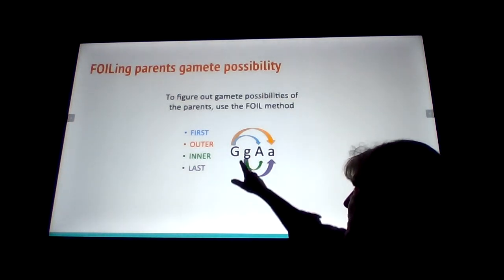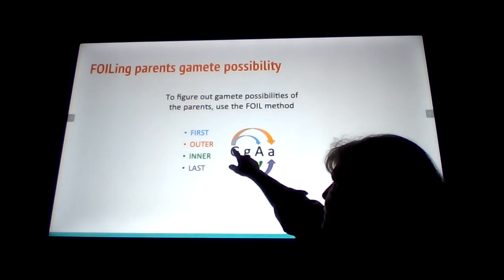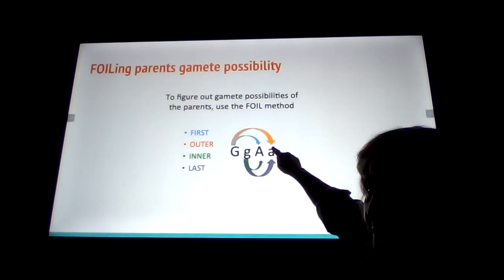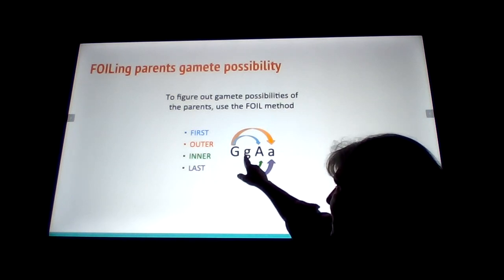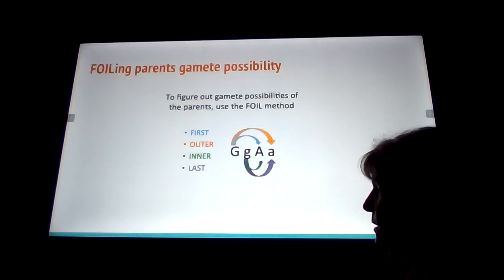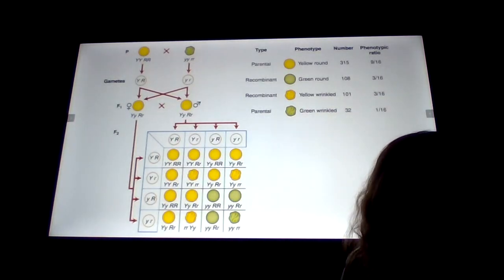Just a reminder what FOIL is: first, outer, inner, and last. First is the first letter of each gene. Outer is the outer letters of the genes. Inner is the inner letters. And last is the last alleles of each gene. And you can use that and come up with something like this. So let's do a practice problem.